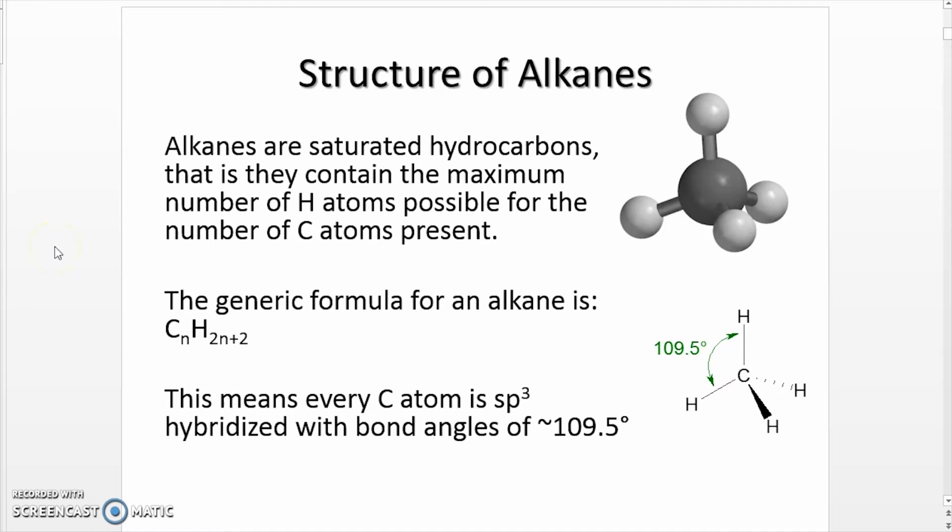As I said, they're saturated hydrocarbons that contain a maximum number of hydrogens possible for the number of carbons present. And you can follow the general formula of CnH2n+2. This means that every carbon is sp3 hybridized, and this results in a bond angle of 109.5 degrees.